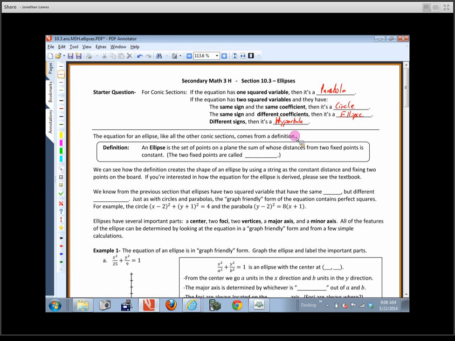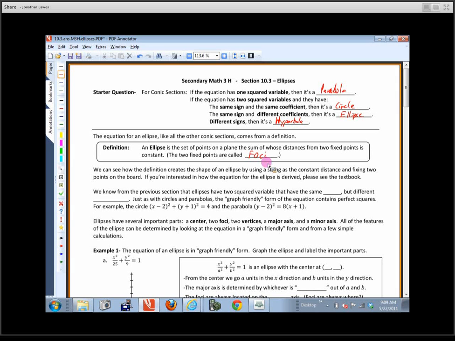Okay, when we're talking about the definition for an ellipse, we only have 2 points. Okay, so it says an ellipse is the set of points on a plane, the sum of whose distances from 2 fixed points is constant. And those 2 fixed points are called, you can call them focuses. Okay, usually you'll see them called foci. Usually they're called foci. Foci is very common.